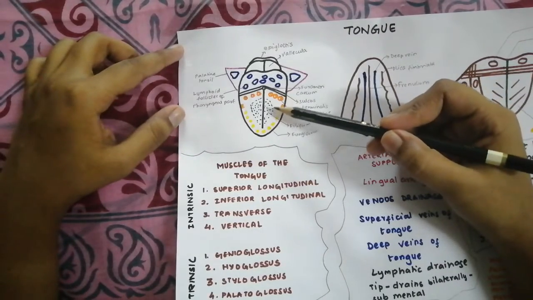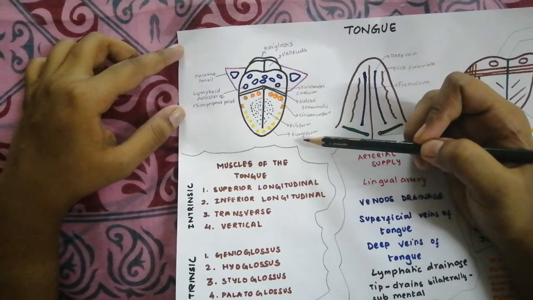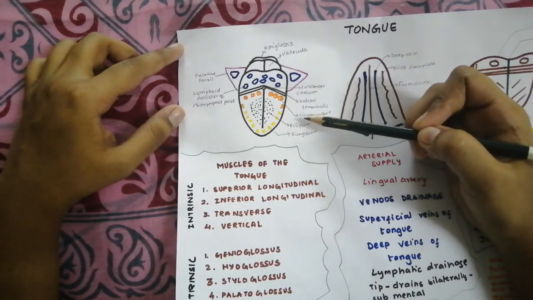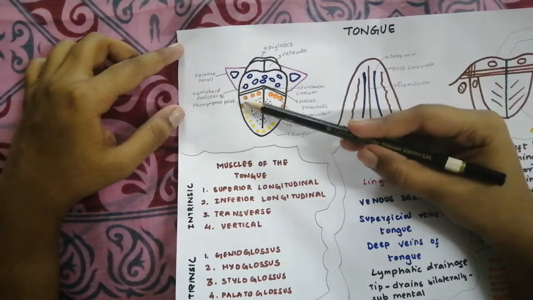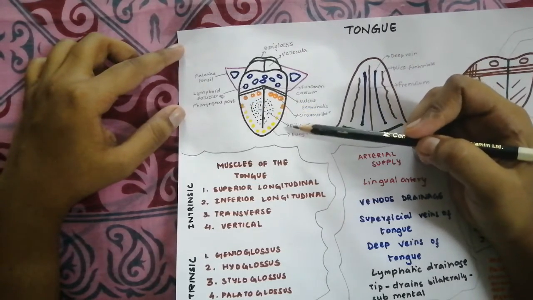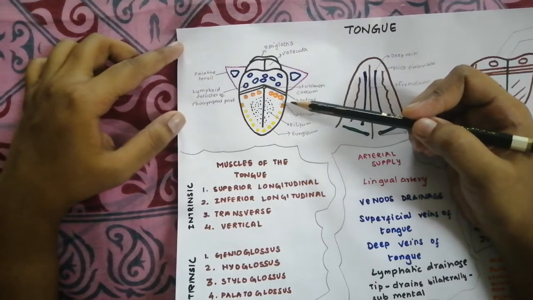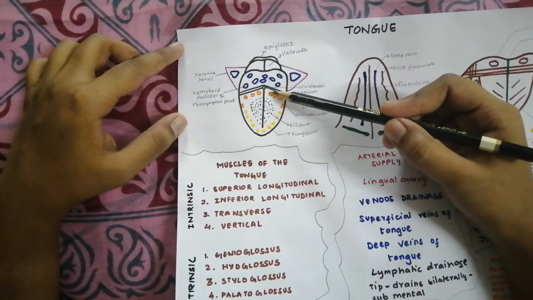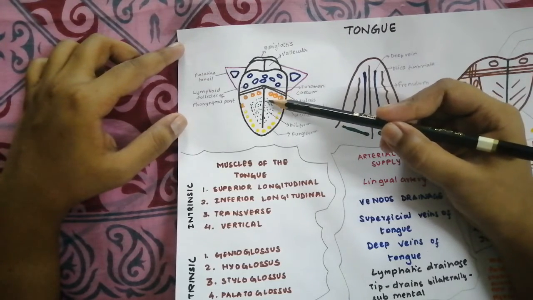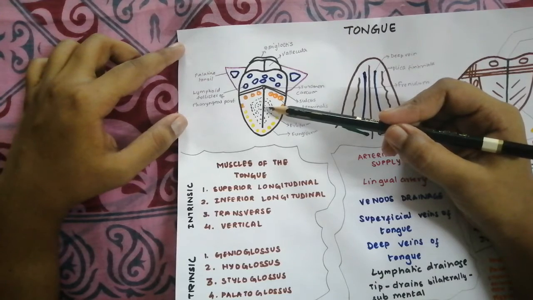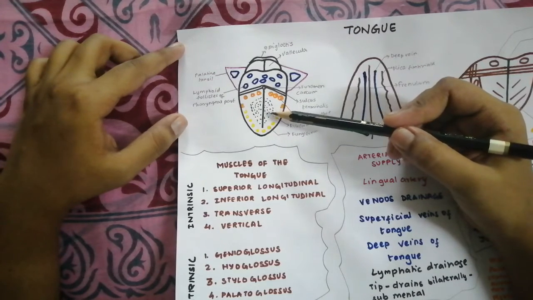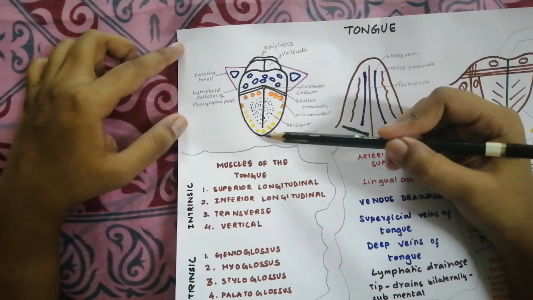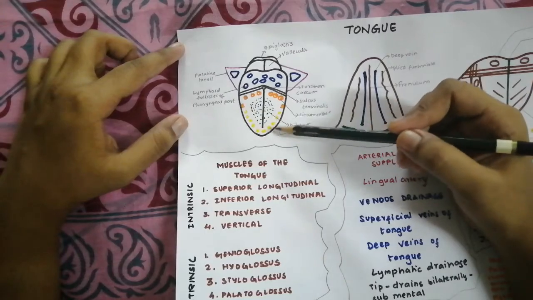In the oral part, we are able to see many papillae, that is fungiform papilla, filiform papilla, circumvallate papilla and foliate papilla. These papillae are responsible for taste. So this is circumvallate papilla and it is around 8 to 12 in number. This filiform papilla gives a velvety appearance. And this is a fungiform papilla, which appears as red dots, usually present in the tip and the borders of the tongue.